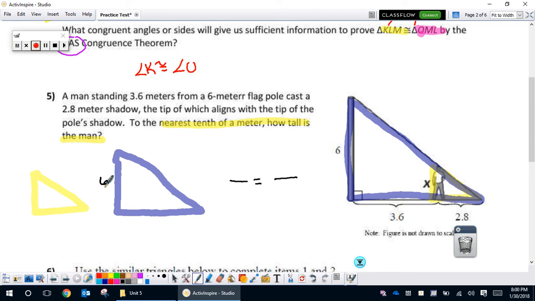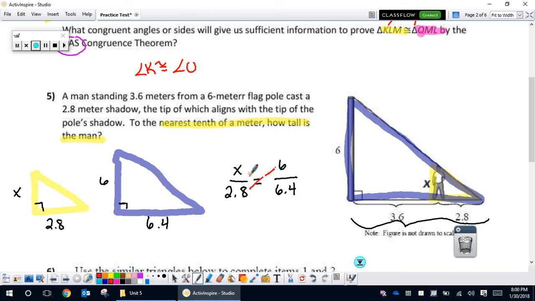The pole is 6 meters high, and its shadow is 3.6 plus 2.8, which is 6.4 meters. And then the man, we don't know his height. What we know is his shadow is 2.8. These are right angles, so you can set up a proportion with x over 2.8 equals 6 over 6.4. And then you cross multiply.